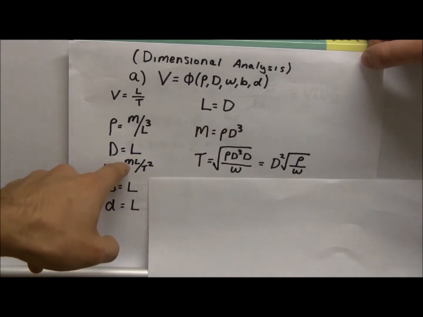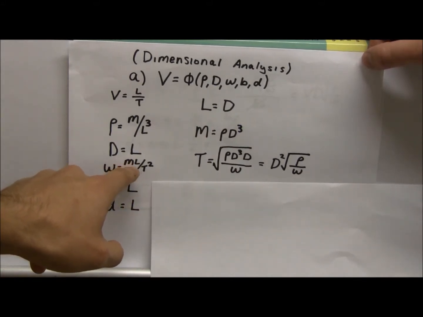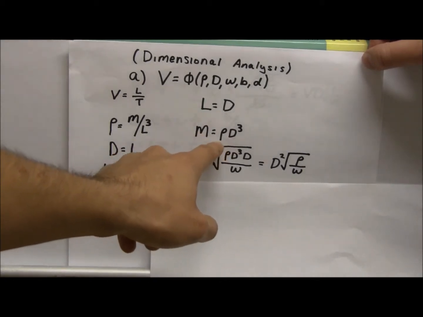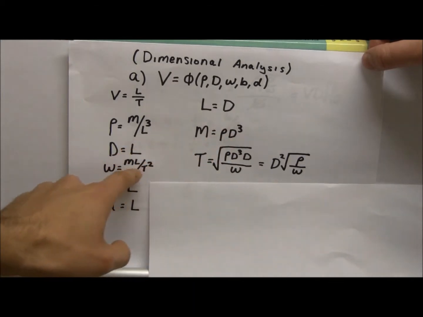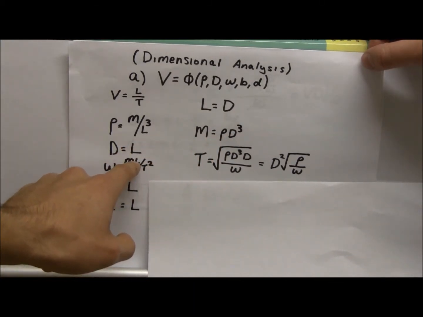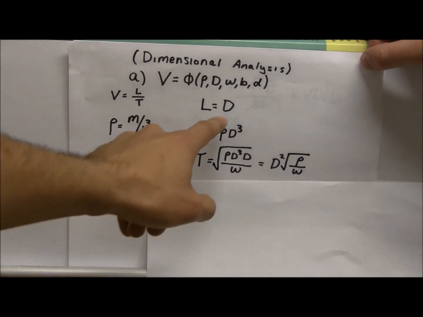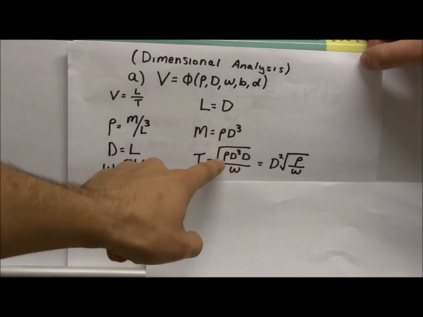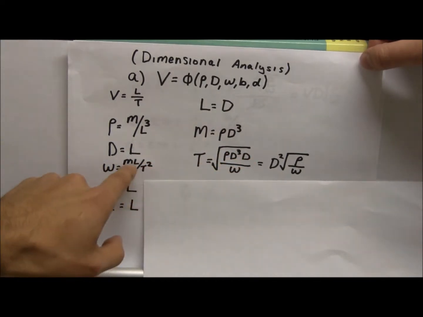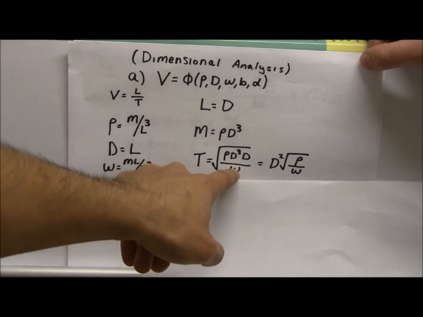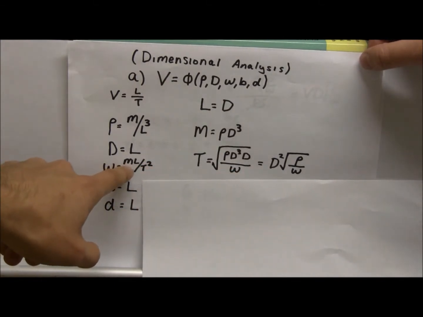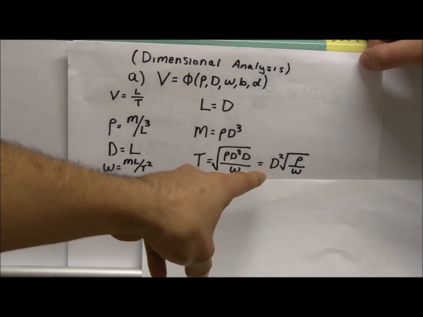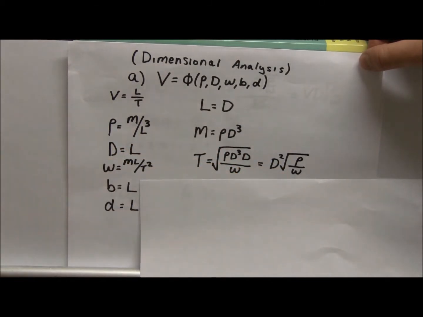Since W is defined as mass times length divided by time squared, we simply substituted this mass, which is density times diameter cubed, here, and had the length right here. But length is diameter, so that's what you see here. This is essentially the mass, this is the length, and then this is the weight here. So basically, solving this equation for T gives you this part, and then this part simplifies into that.